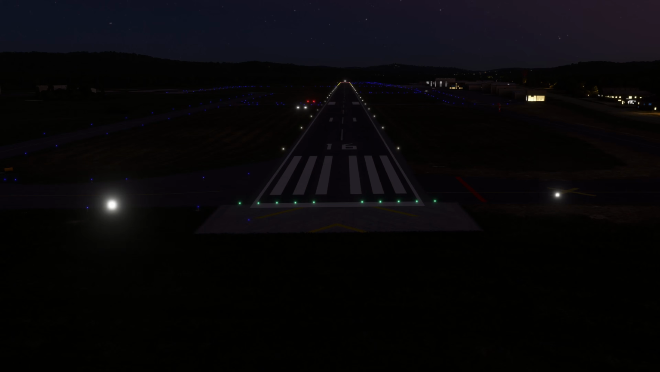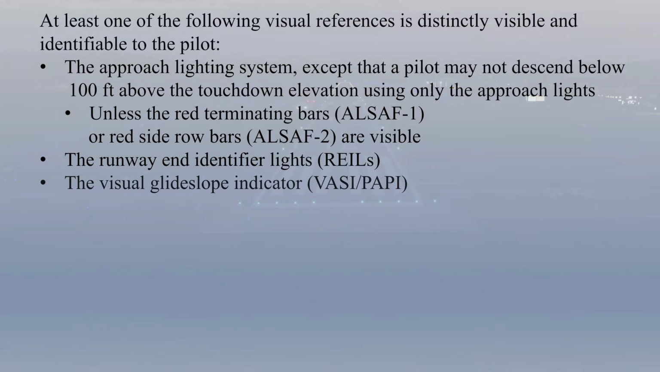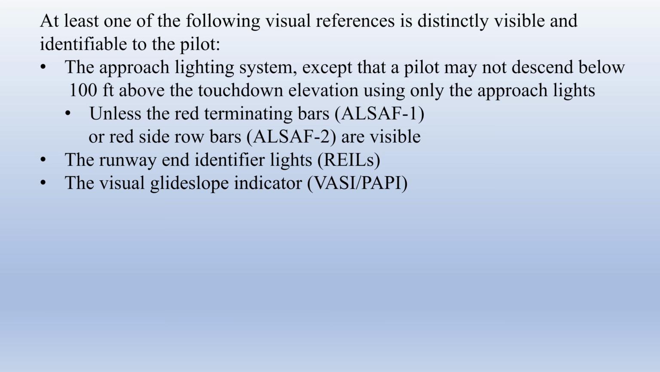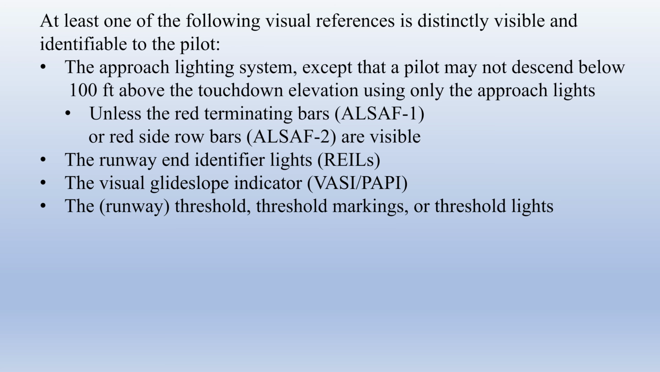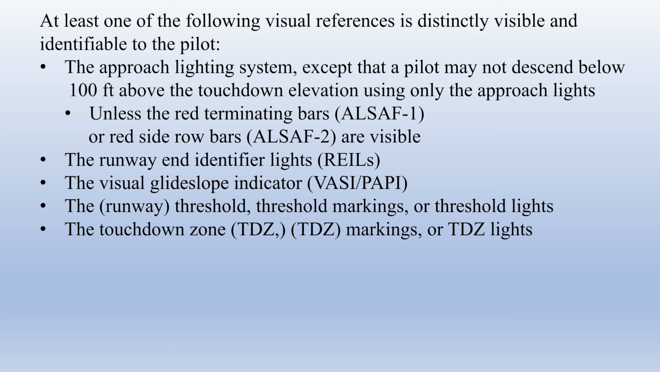You can also descend below MDA or DA if you get the runway end identifier lights. These are white strobe lights on either side of the runway threshold. You can descend below MDA or DH if you have any visual glide slope indicator in sight, if you have a VASI or a PAPI. And then if you see the runway threshold, the actual pavement, or the threshold markings, or the lights, you can go ahead and descend. If you can see the touchdown zone or the touchdown zone markings or touchdown zone lights, you can go ahead and descend. And then if you see any part of the runway, the pavement or the markings or the lights, you can go ahead and descend and land.